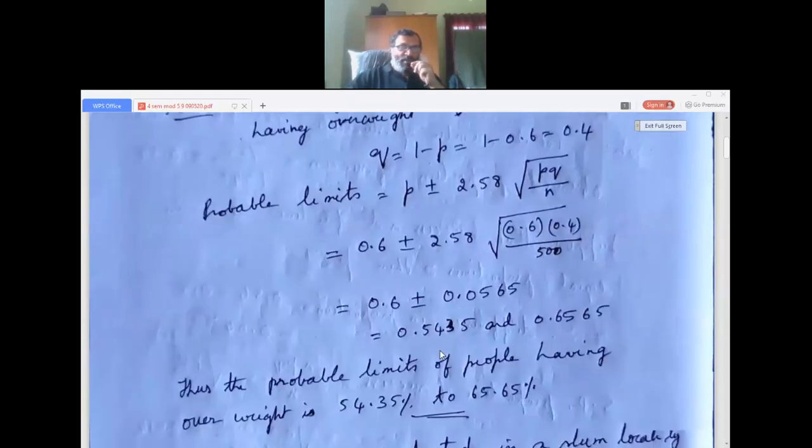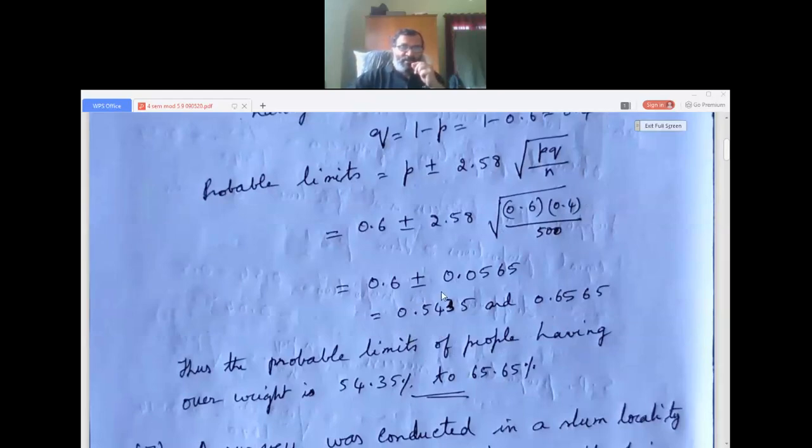This will be now 0.6 plus or minus 0.0565, if you multiply all of this. So this will be 0.5435 when you subtract, and 0.6565 when you add. Just check whether I am correct. Simple calculation. Now when we want it in terms of percentage, we multiply by 100.